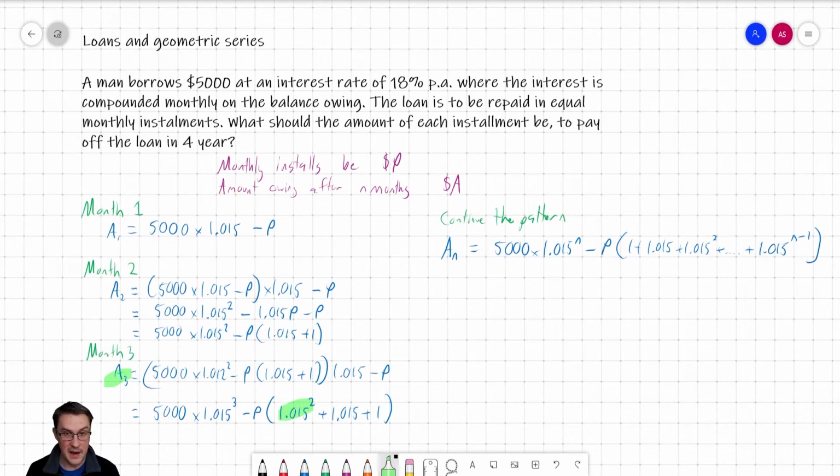And yet we've got to the power of 2 here. So it's 1 less than that period. If we look in month 2, we had this just to the power of 1. So it's 1 less than that month there. And so that's why it's going to be n minus 1 over here.